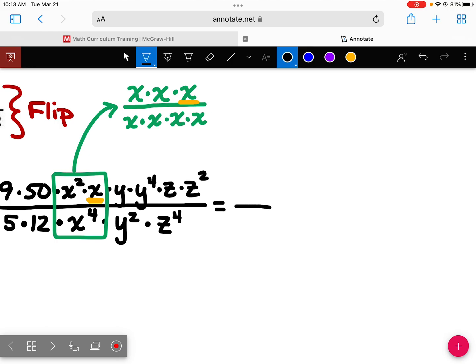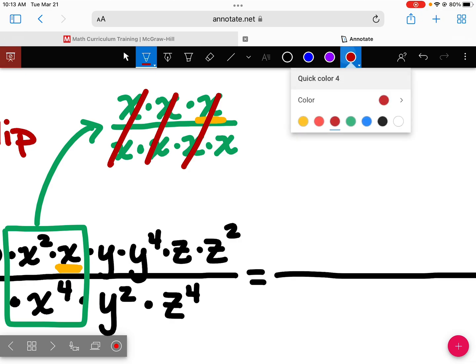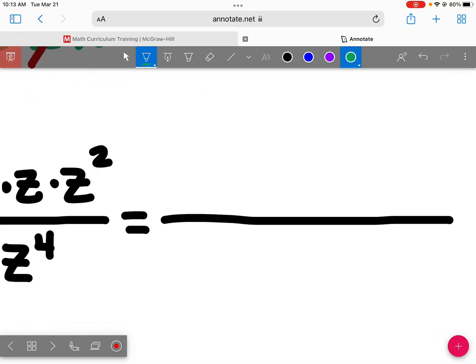All right. Is there anything the same between the top and the bottom? I can cancel out 3 of these because they're the same between the top and the bottom. Which means I have how many x's left? 1. On the top or on the bottom? On the bottom, so I'm going to put it on the bottom here.